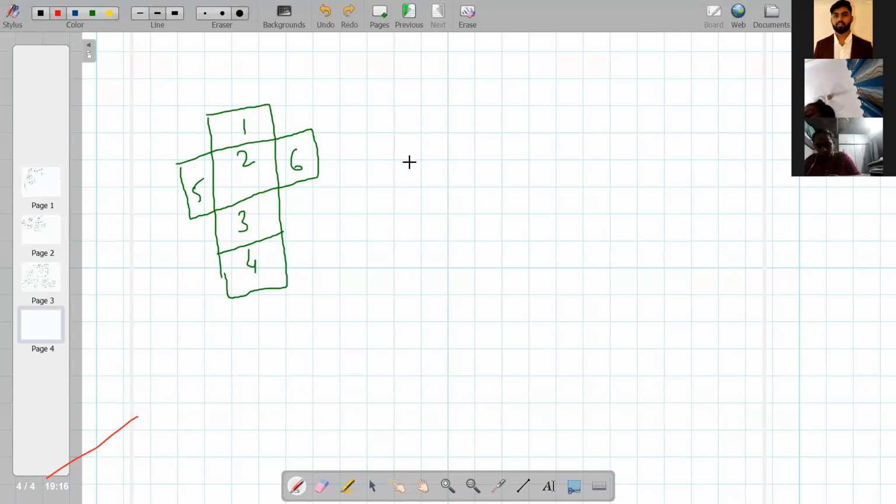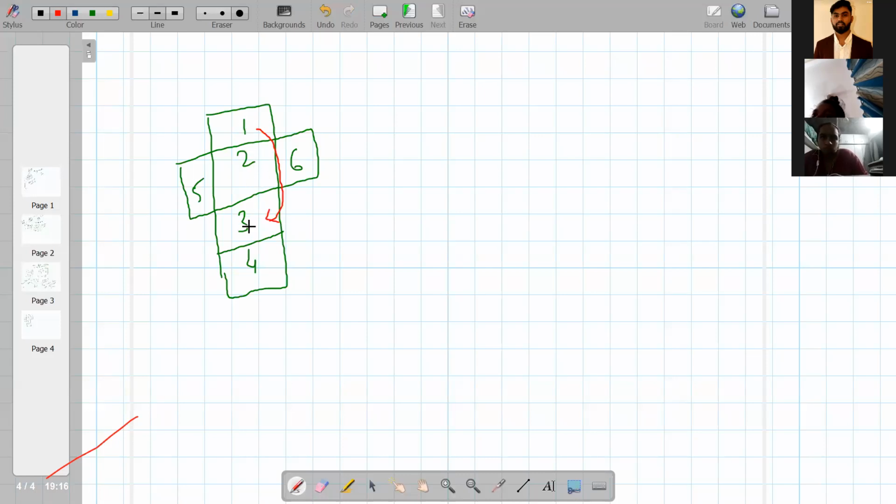In this case, it is very important to learn that adjacent sides cannot be opposite to each other. That means 2 and 6 cannot be opposite to each other. 5 and 2 cannot be opposite to each other. 1 and 2 cannot be opposite to each other. So you leave one box and then move on to the next.